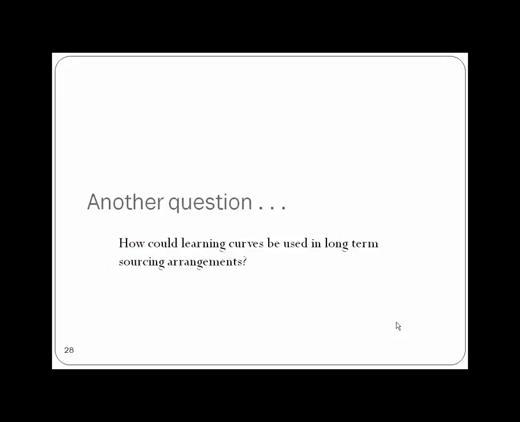And to make that point, I'm going to go through an example of how learning curves can be used in long-term sourcing arrangements. So I'm talking about a situation here where maybe a company is trying to negotiate with a supplier to provide multiple outputs over time. If you're Ford Motor Company and you're going to go with a supplier to provide, for instance, airbags for the next 5 years, you probably want to build some kind of a learning effect into the negotiated cost. So let's look at an example like this.